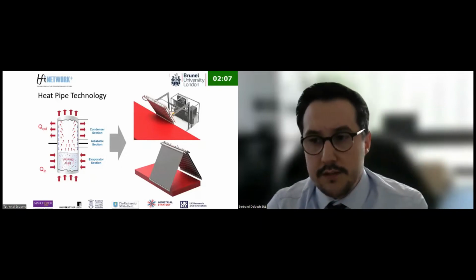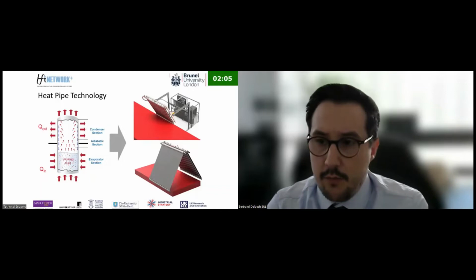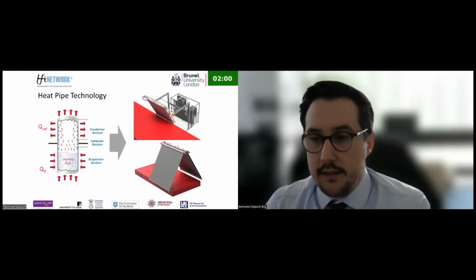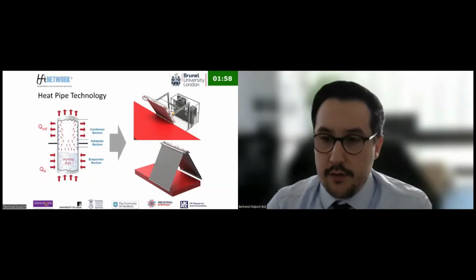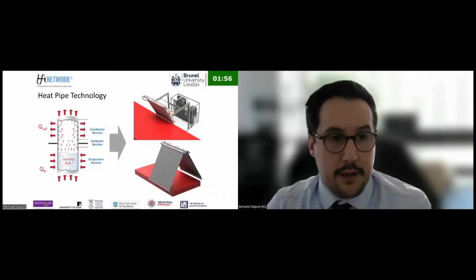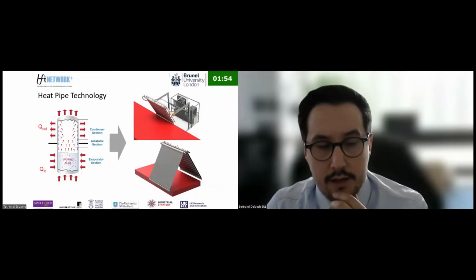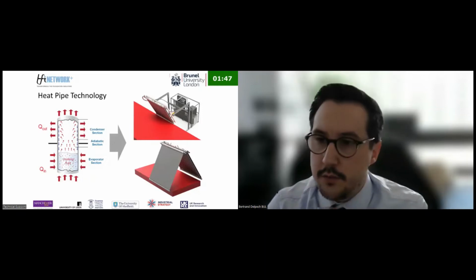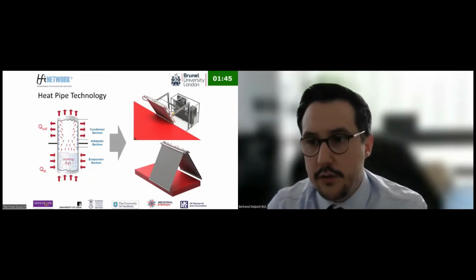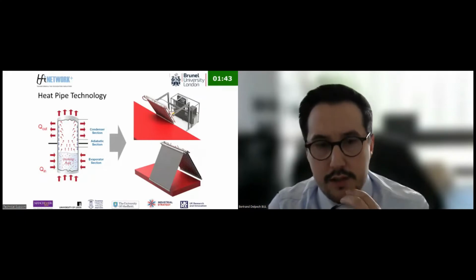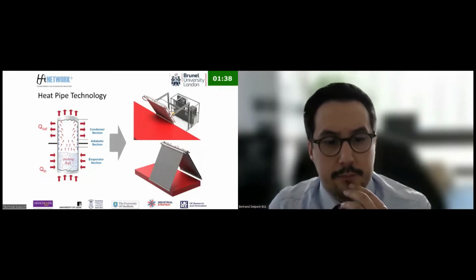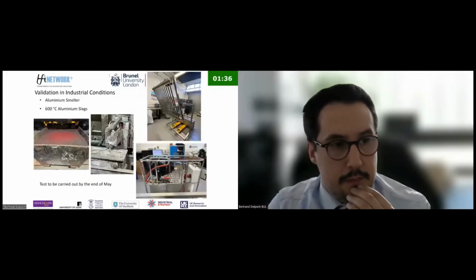Then the heat will be released to the heat sink, which can be air, water, thermal oil, or can also generate steam. And then the condensate would return to the evaporator through gravity. So we developed a heat pipe, as you can see on the right of the slide, where we have a surface area of 1 square meter located just above the hot slab that is traveling on the conveyor, and we're recovering this heat mainly through radiation and also natural convection. So if I can have the next slide, please.